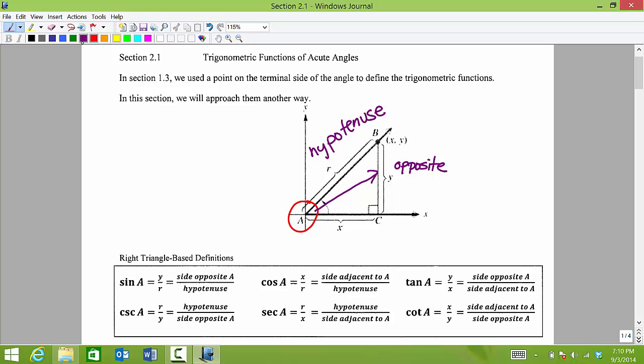Also for this angle, we will have an adjacent side. The adjacent side will be the side that is touching the angle. So the side that is adjacent to angle A will be our x distance. So cosine we defined as x over r. Well, in this section we're going to look at it as the side that is adjacent to angle A divided by the hypotenuse. And tangent now will be the side that is opposite of the angle divided by the side that is adjacent to the angle. And of course we have all of our reciprocal functions defined in a similar manner.